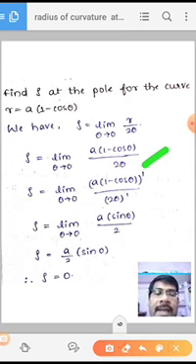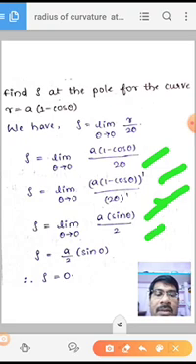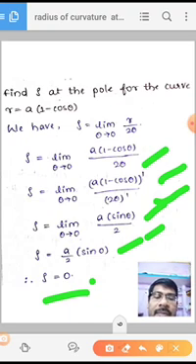By using the L'Hospital rule, we take the derivative of denominator and numerator separately with respect to theta. We are getting a sin theta by 2. Next, limit theta tends to 0, sin 0, 0. Therefore, the radius of curvature at the origin of the pole of the curve r is equal to a of 1 minus cos theta is 0.